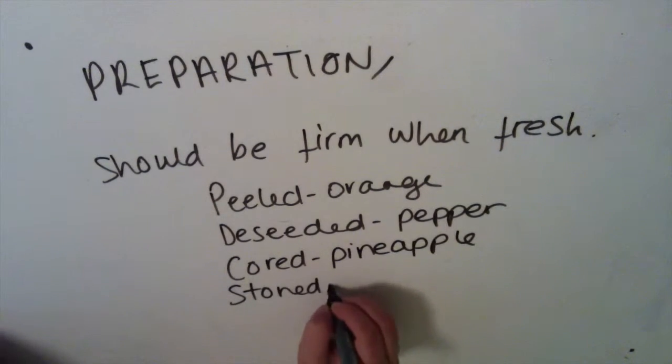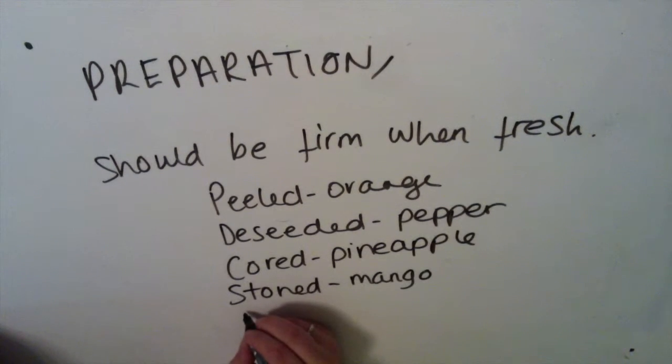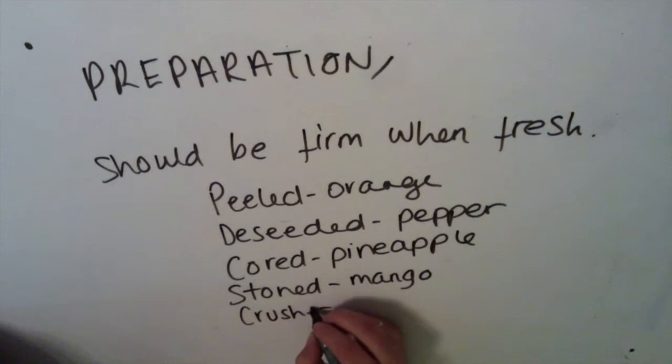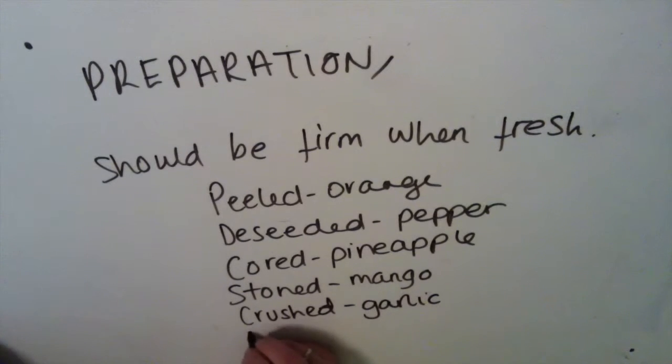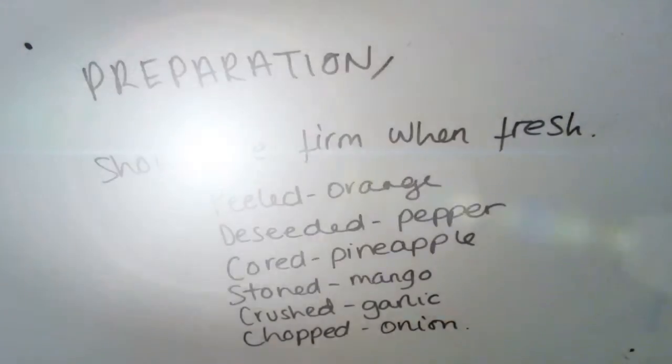You can de-seed some fruits and vegetables, like a pepper, whereas with a chilli, if you're trying to add chilli to increase the heat of a dish, you might not want to de-seed it. We want to core some fruits and vegetables, like a pineapple, the core of it is really fibrous and tough, so we want to take the core out. Some fruits you want to stone, so to remove the stone in the middle. You want to crush some fruits and vegetables, like garlic, and you can chop some fruits and vegetables, like onion.